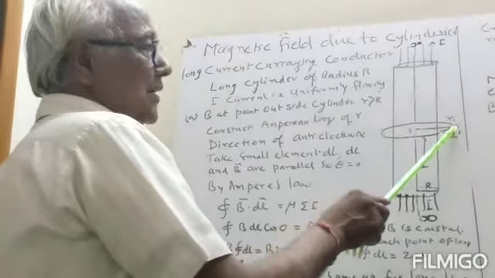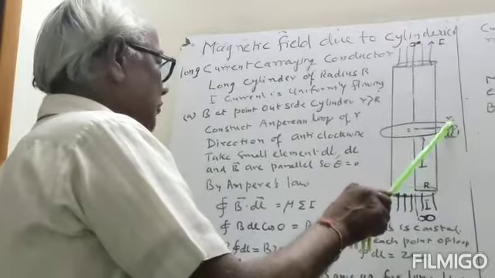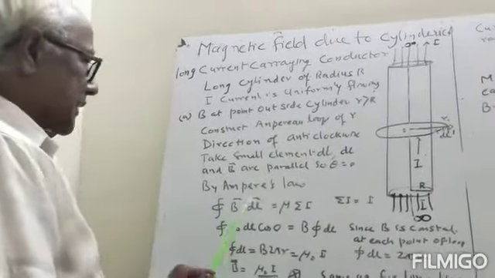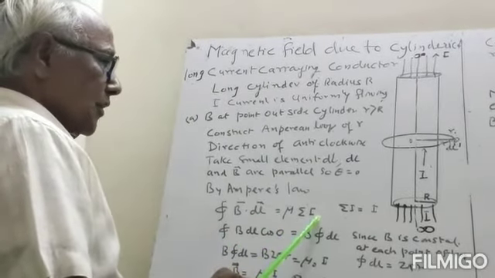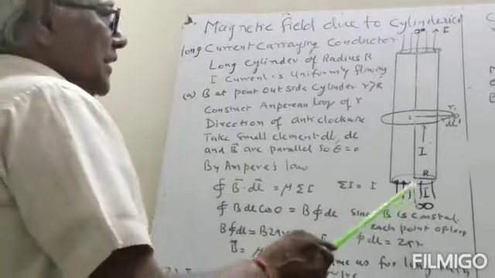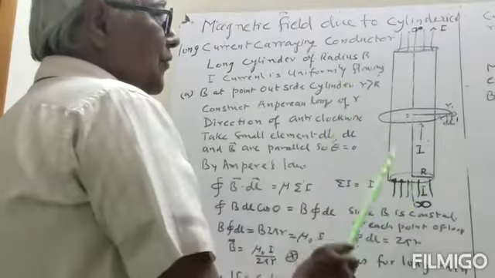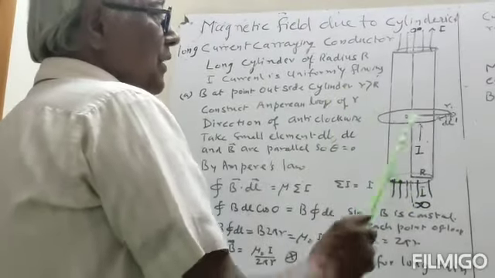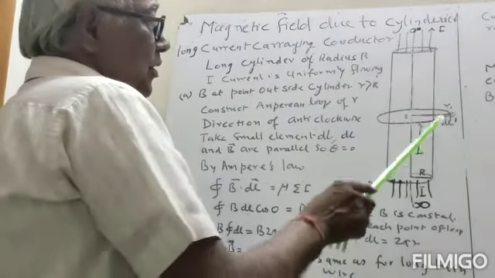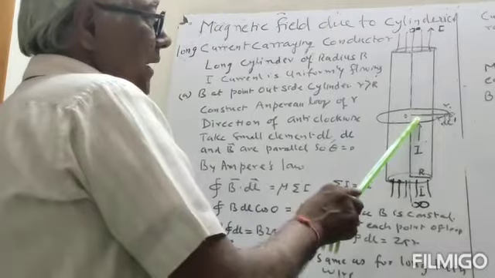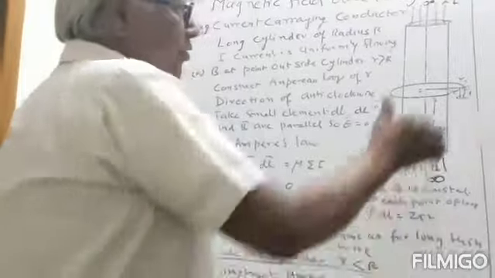We will apply Ampere's circuital law. According to Ampere's circuital law, the line integral of B dot dl is equal to mu 0 times the summation of I. Here the current is the same; the total current passing through this cylinder is the same for the entire Amperian loop, and that is equal to I. Now the direction of the magnetic field will be given by the right hand thumb rule. So it will be like this.